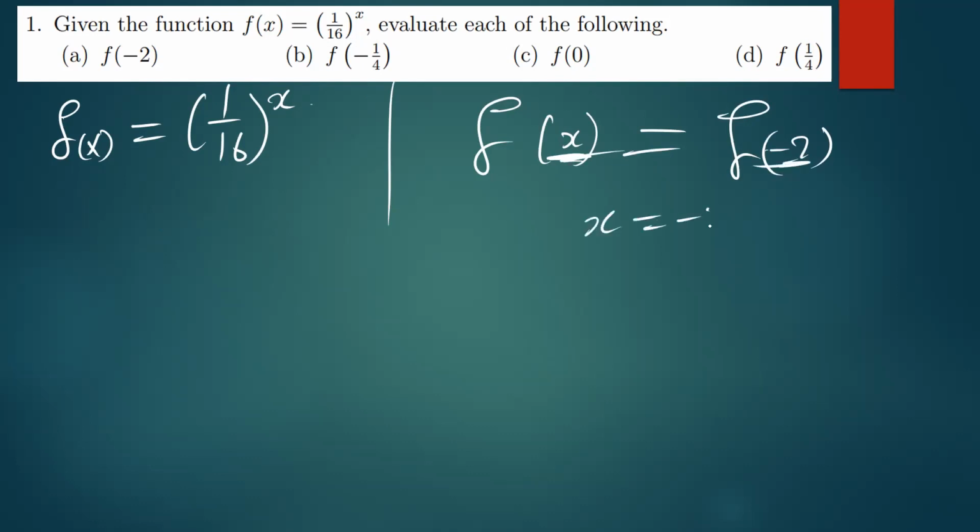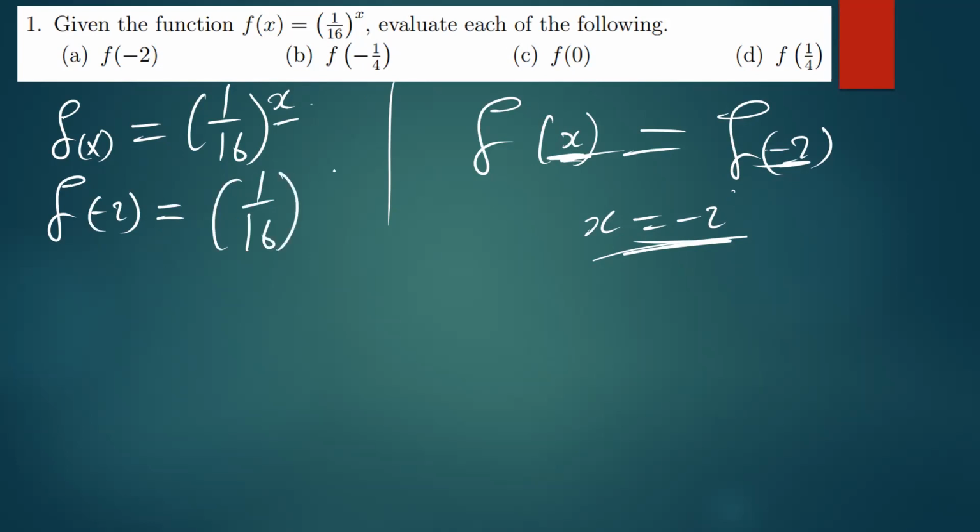It means that x is equal to -2. So in this function, where there is x, I'm going to replace it with -2. So I'm going to have 1 over 16, then I'll put -2 there. So what this means, remember the rules of exponential functions.